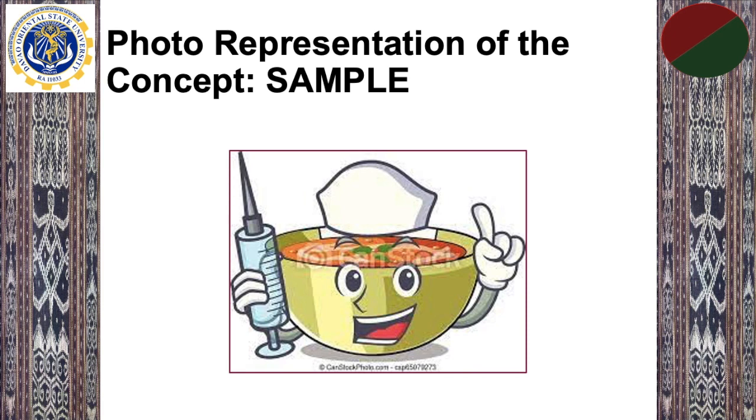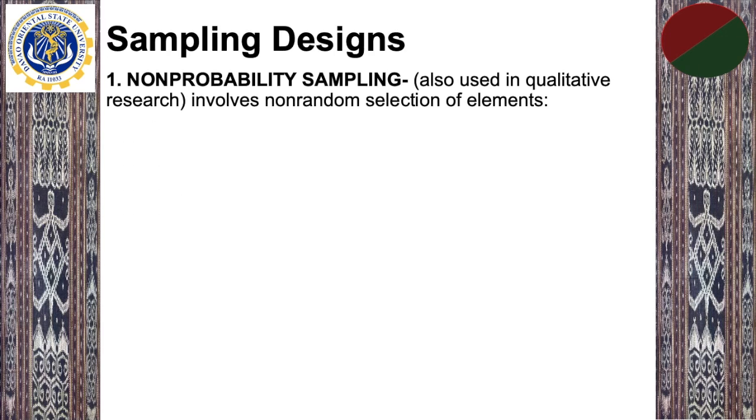That's what we call sampling, or taking a sample from the entire population. So let's proceed now to sampling designs. There are actually two general types of sampling designs. The first one is non-probability sampling, and this is also used in qualitative research, which involves non-random selection of elements, meaning to say, this type of design gives us a non-equal chance of selecting a sample from the entire population.